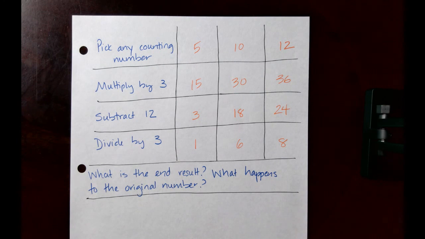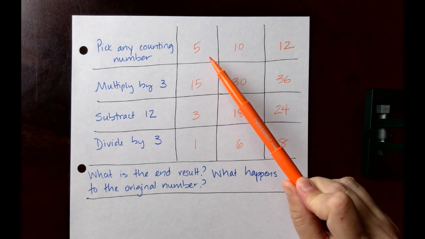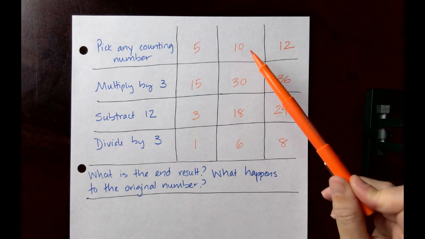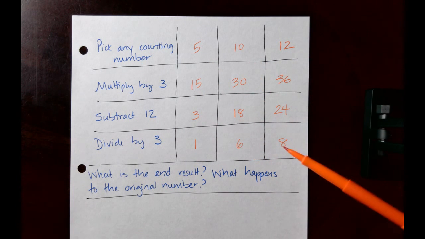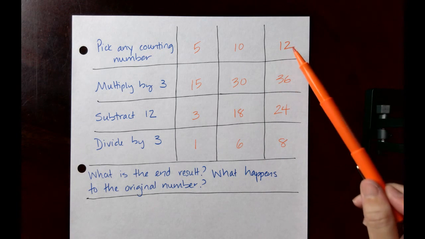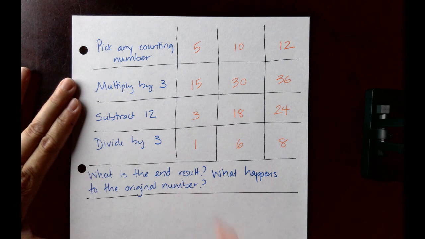Here are my second and third columns completely filled in. And now when I'm looking for a pattern, I need to take 5 to start with and end up with 1. And then I need to take 10 and end up with 6, and take 12 and end up with 8. And now that I have a few examples, I can start to see a pattern. I think it is the case that for any number I pick, I should subtract 4 to get the end result. So what happens to the original number? It's decreased by 4.